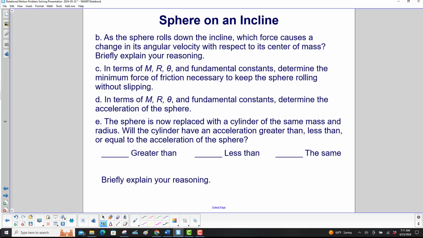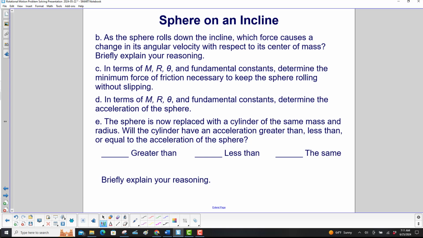Part B. As the sphere rolls down the incline, which force causes a change in its angular velocity with respect to its center of mass? Briefly explain your reasoning. Part C. In terms of m, r, and theta, and fundamental constants, determine the minimum force of friction necessary to keep the sphere rolling without slipping. Part D. In terms of m, r, theta, and fundamental constants, determine the acceleration of the sphere.